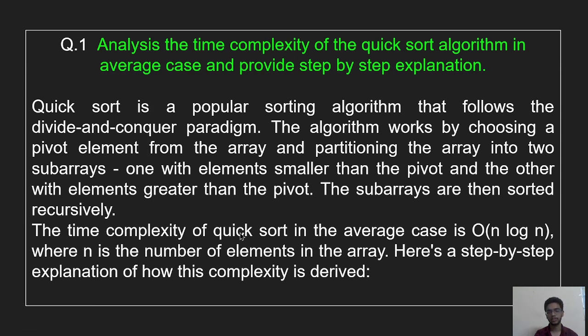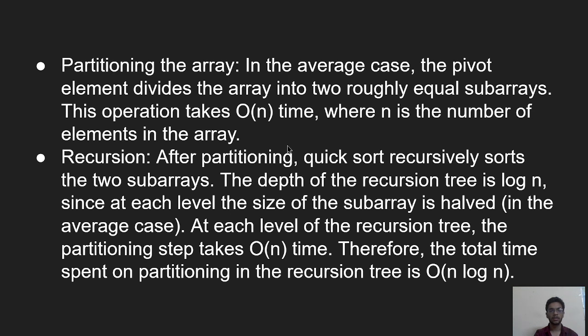So the average case complexity is n log n. We will analyze how it is n log n. So let's start the analysis. Partitioning the array. First we will partition the array. The pivot element divides the array into subarrays in the average case, and this operation takes O(n) time, where n is the number of elements in the array.